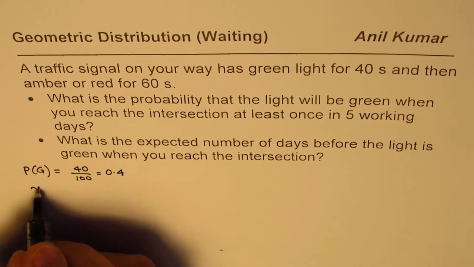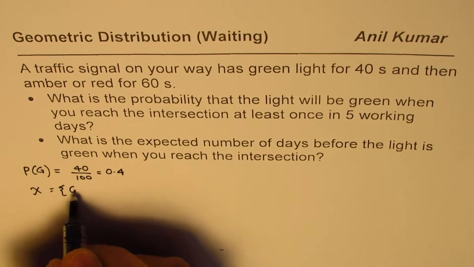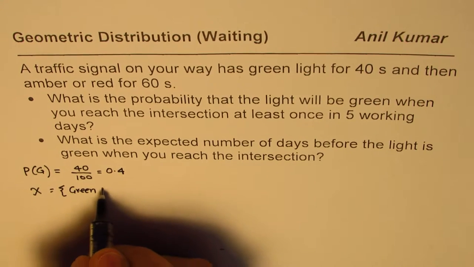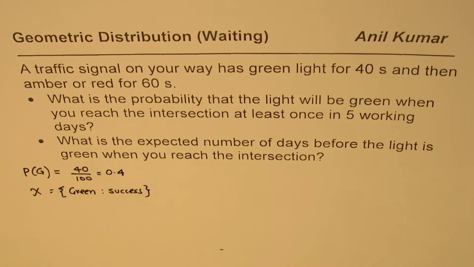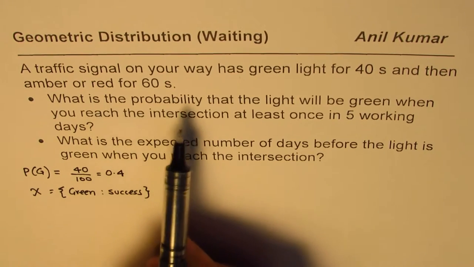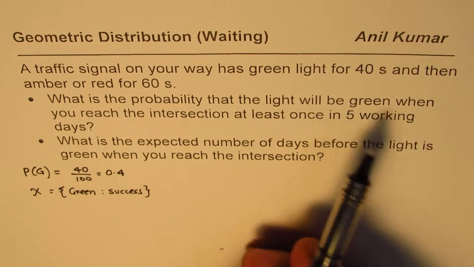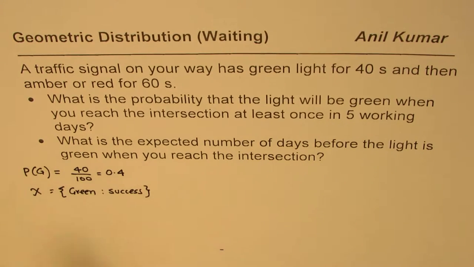So we'll define a random variable X, where green is success. So this is a Bernoulli trial where we have only two outputs. If it is green, it is success. Otherwise, it is failure. And all these events are treated as independent. So in this particular case, what is the probability that the light will be green when you reach the intersection at least once in 5 working days?